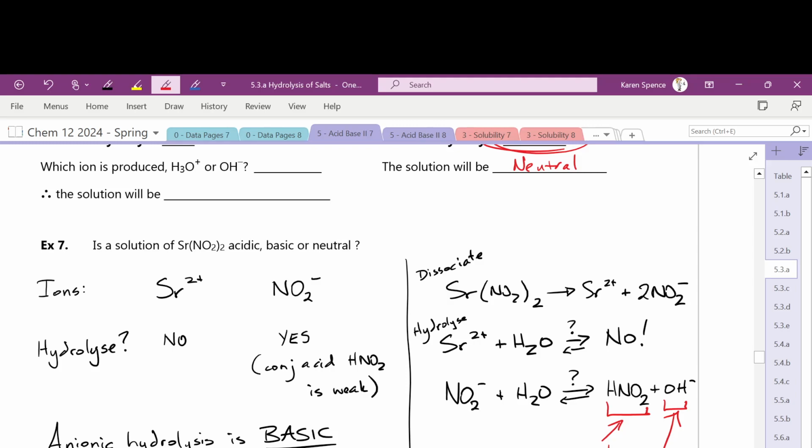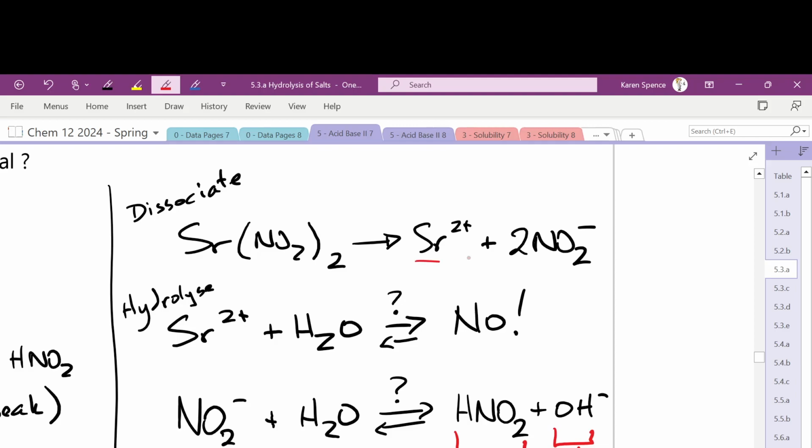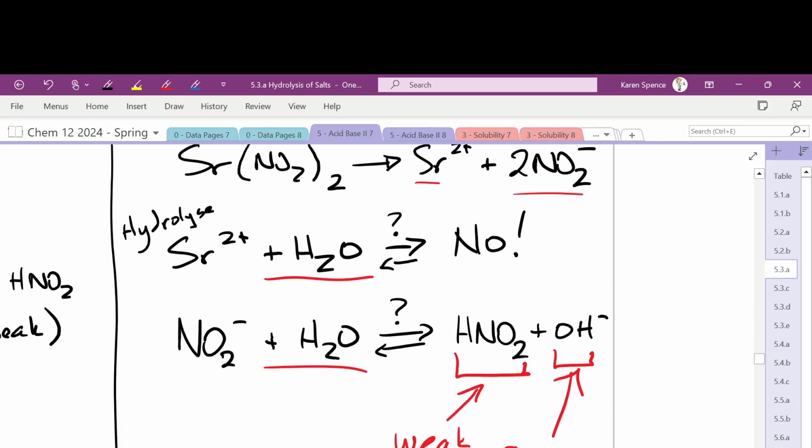So I've written up two ways of thinking about this. The one on the right-hand side is more what we've been doing. We dissociate it into the two ions, Sr2+ and 2 NO2-. You try to react each ion with water. Does Sr react? No, most cations don't. Does NO2- react? Well, you stick the H on the NO2 and you get an acid, and you say, oh, that's a weak acid, so yes, it hydrolyzes. And because we made OH-, it is basic.